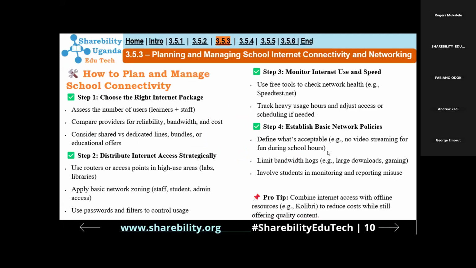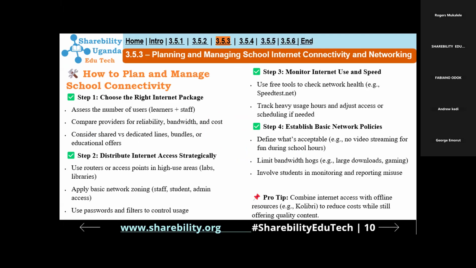Establish network policies. Put in place in your ICT policy what is allowed to be downloaded. Some teachers are going to load what you call torrents, and the whole internet, they don't know that you are buying bundles. They are going to download all the movies, and the bundles are finished or the internet is slowing down.